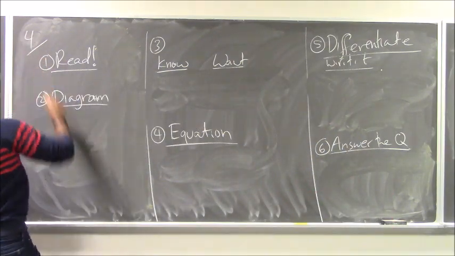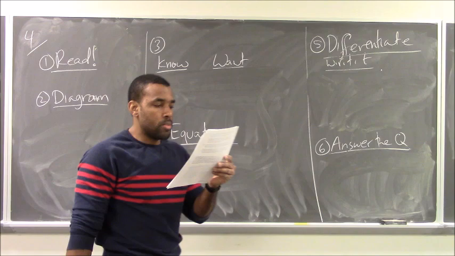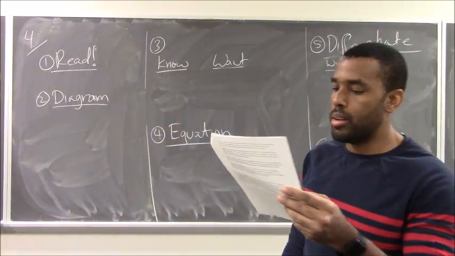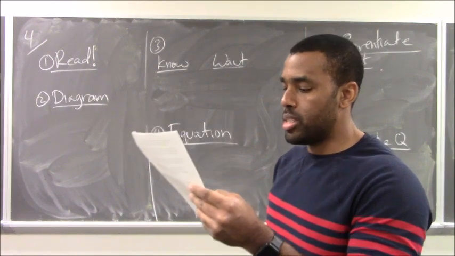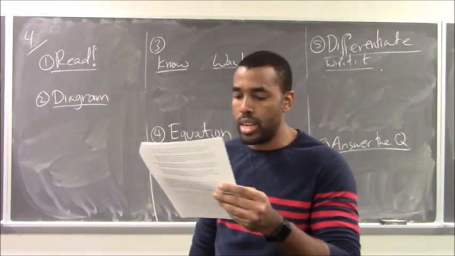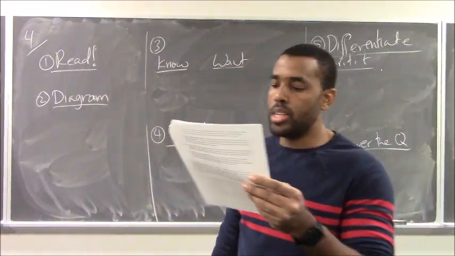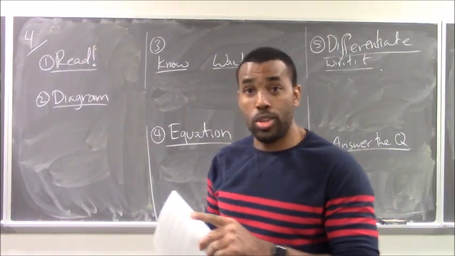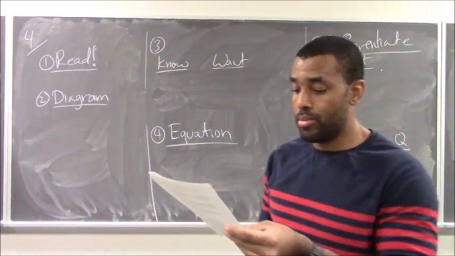So step 1 is to read. The volume of a sphere is increasing at a rate of 5 cubic feet per second. How fast is the radius increasing when the radius is 2 feet in length? The volume of a sphere of radius r is given by this formula. Here's something you'll notice: they gave us the formula.